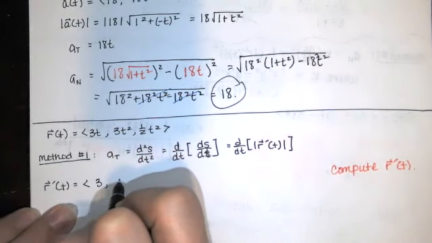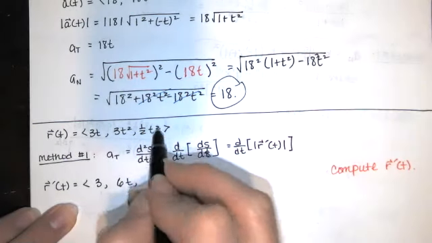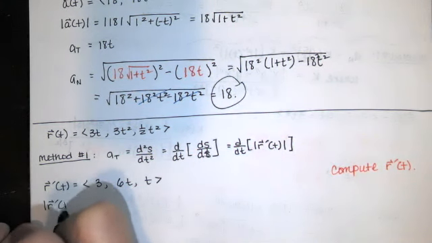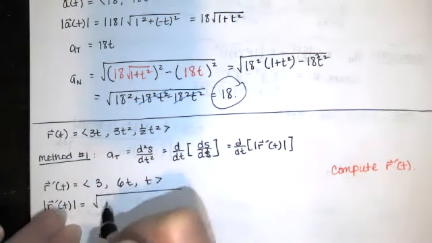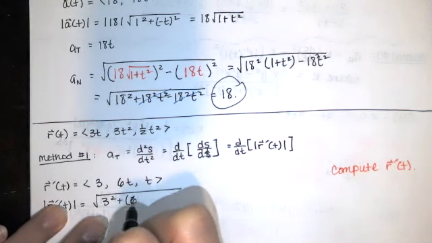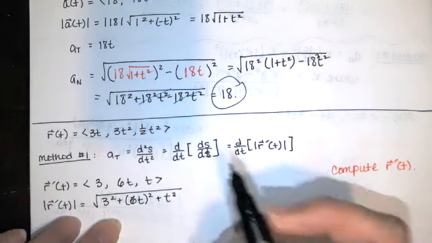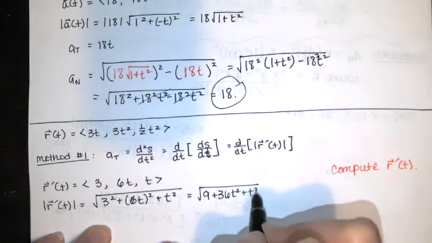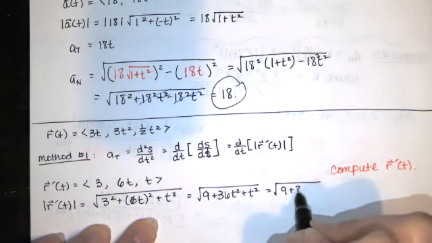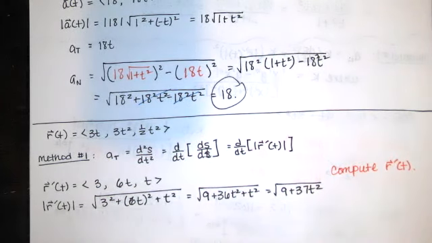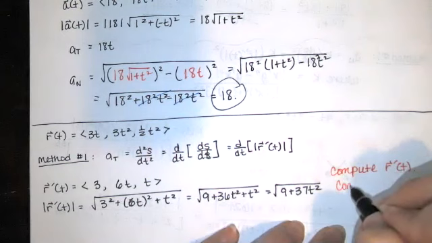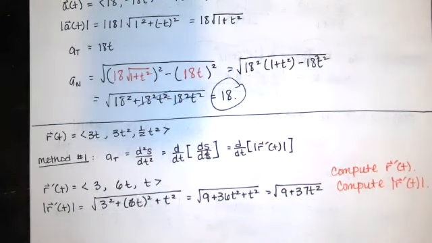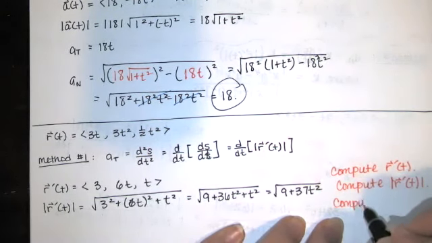So we'll have 3, 6t, and 1/2 times 2 is just going to give us a 1 times t. And then we want the magnitude of that. So you take the components, you square them and add them and take the square root. So we're going to have 9 plus 36t squared plus another t squared. That's 9 plus 37t squared. And then we want to take its derivative with respect to time.